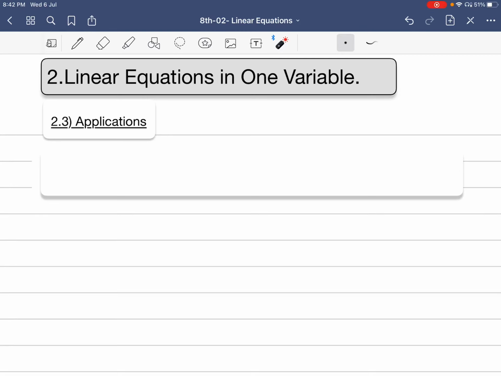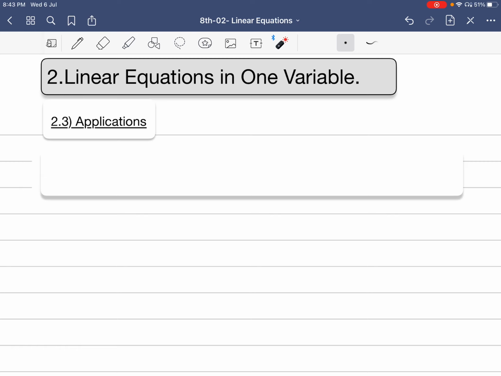So in this video, we will continue our discussion with chapter number 2, which is linear equations in one variable. And we're going to see a new topic here, topic number 2.3, called applications. So here in this video, we're going to see applications of different linear equations in one variable. So far in the previous videos, we have directly taken a linear equation in one variable and solved it for the value of the unknown, which is x or y or z.